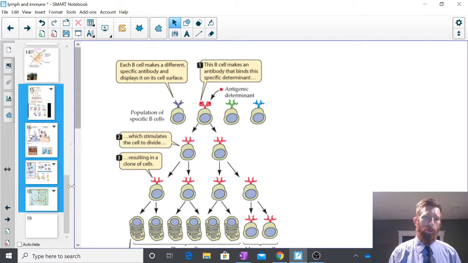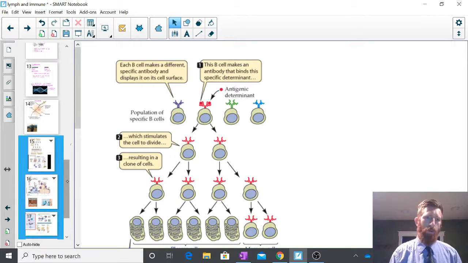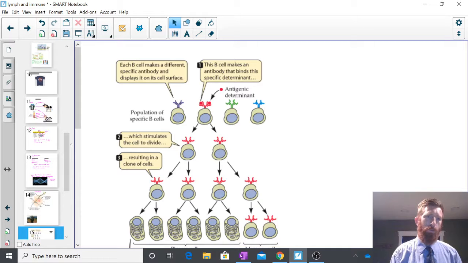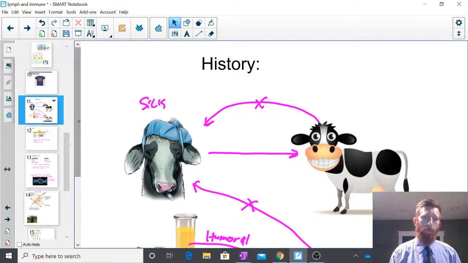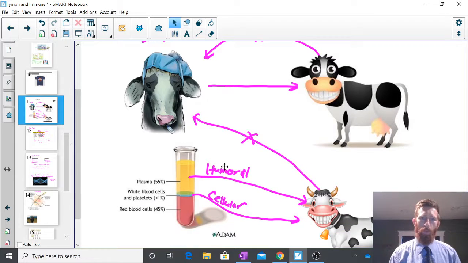So we talked about in the last video about how there's two different sides of the adaptive immune system, right? There's the humoral side and the cellular side.